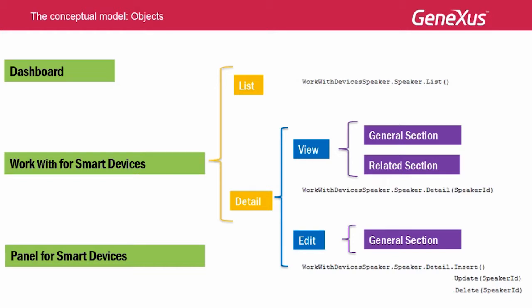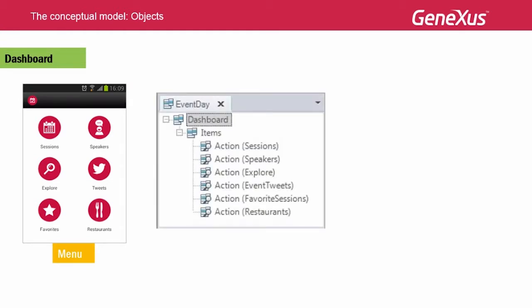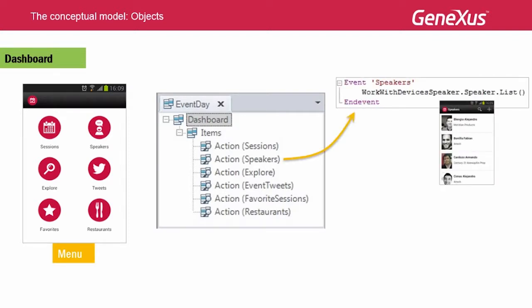Now let's take a look at the details of each object. The dashboard object will basically consist of items that specify the actions to be made available to users. Each of them will correspond to an event where we program who is invoked as a result of selecting the item.